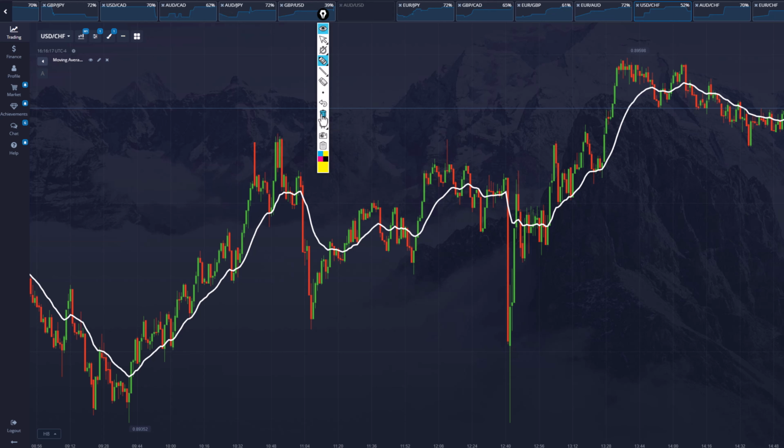So news only lasts for a hot second. Then price action normally resumes and does exactly what it was doing before. And in this case, it was trending up. All right. Let's go see what else we got here.